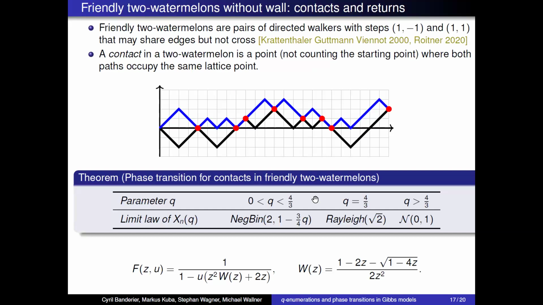Another example. So the two watermelons with the walks, the friendly two watermelons. So here, the walks, they can touch, but they cannot cross. So it's a model which was considered by Christian Krattenthaler, Tony Guttmann, and Xavier Viennot many years ago, and even previously by other people in statistical mechanics, which was also analyzed by Valery Reutenauer. And so it's possible to get the generating function for those guys. It satisfies the composition scheme. So we apply our theorem, and the number of contacts with the Gibbs weight will follow also those phase transitions.